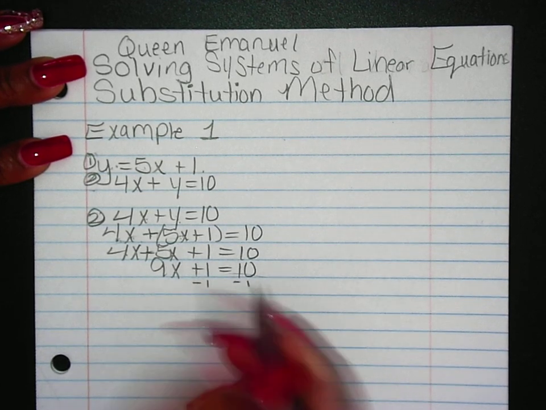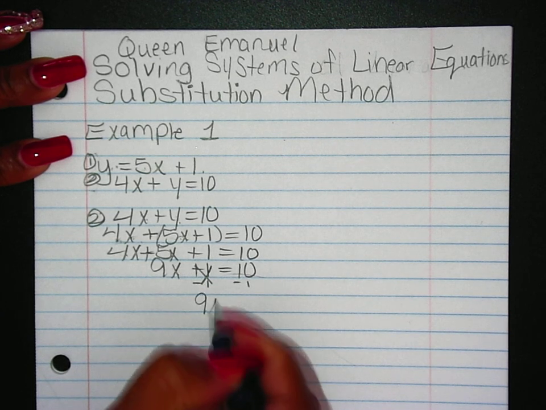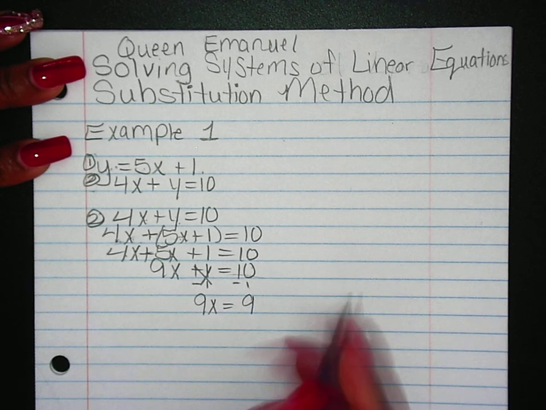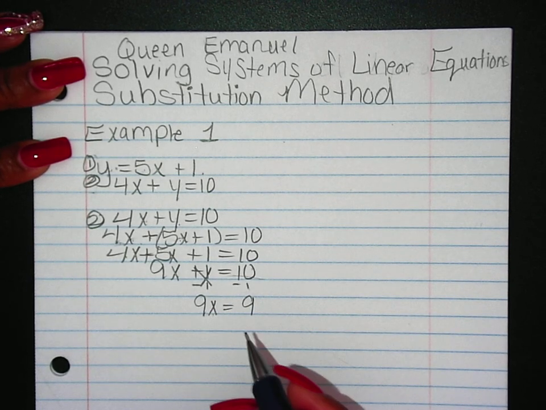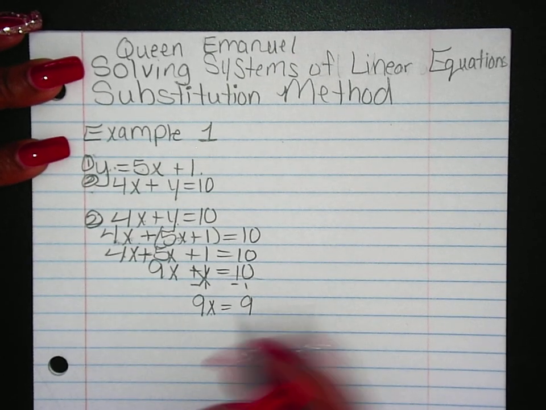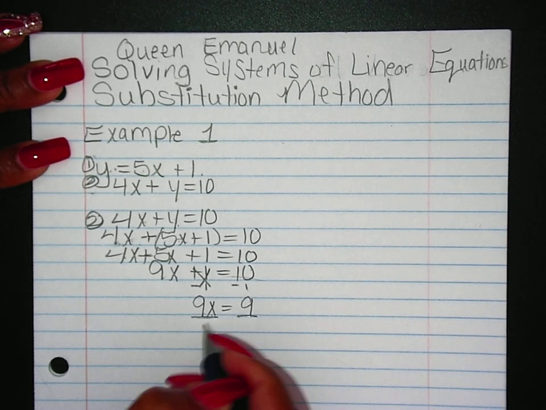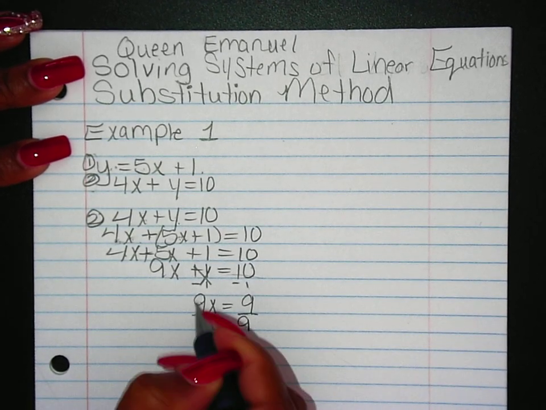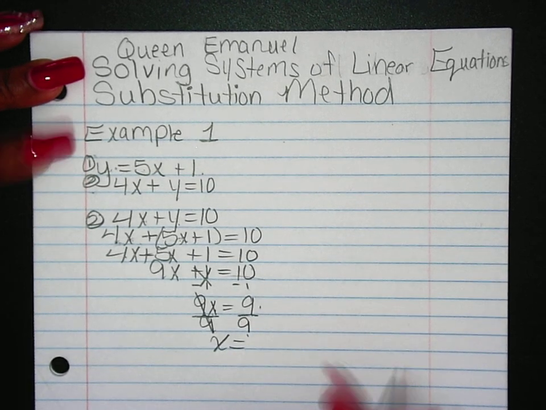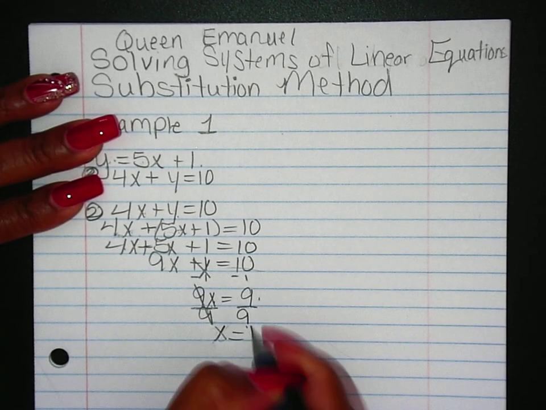Subtract 1 from both sides. That cancels because they're opposites, they're inverses. I'm left with the 9x on the left. The sum of 10 and negative 1 is 9. I'm not done because I haven't isolated x yet. It still has a coefficient of 9, and I need the coefficient to be 1. So I'm going to divide both sides by the coefficient 9. 9 divided by 9 is 1, therefore it cancels out, leaving me with 1x equals 9 divided by 9 is 1. Okay. So my x value is 1.